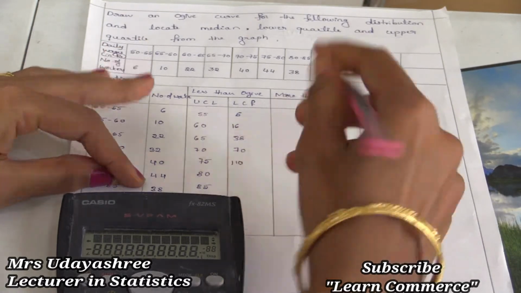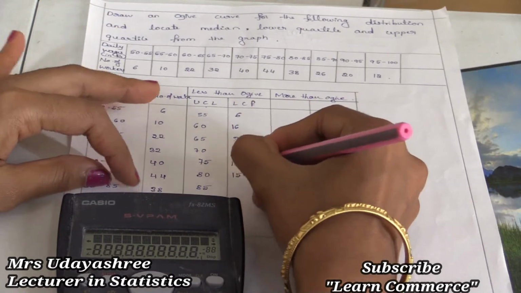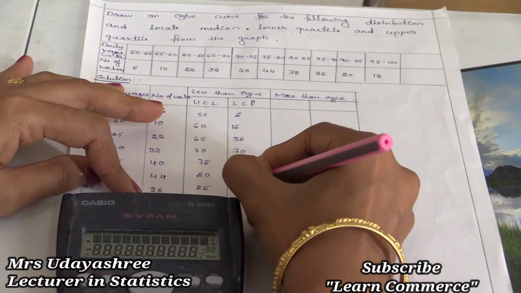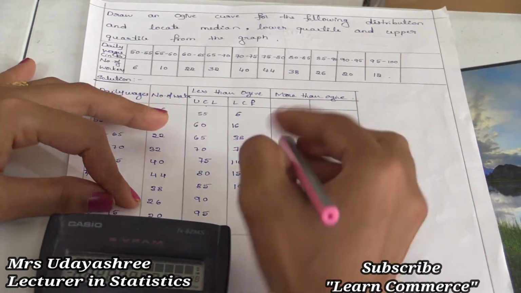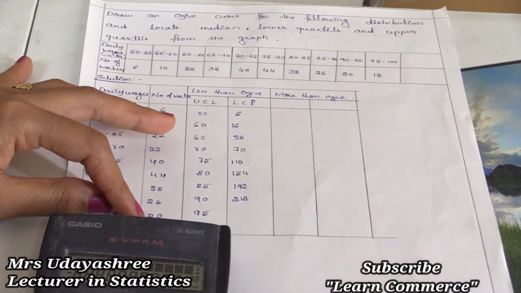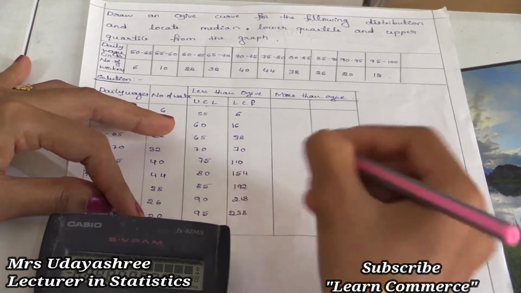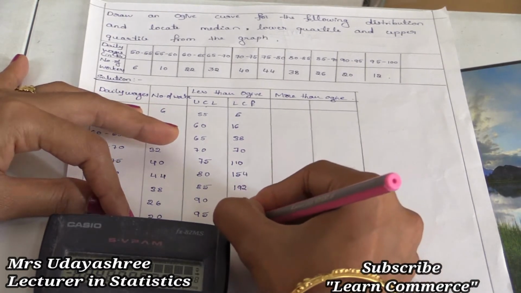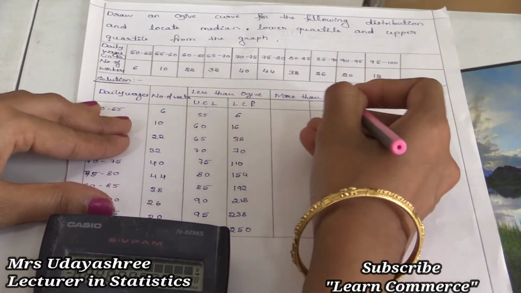Next 110 plus 44, that is 154. Next 154 plus 38, that is 192. Next 192 plus 26, that is 218. Next 218 plus 20, that is 238. Next 238 plus 12, that is 250. So these are the less than cumulative frequencies. Okay, next we need to construct the more than ogive.